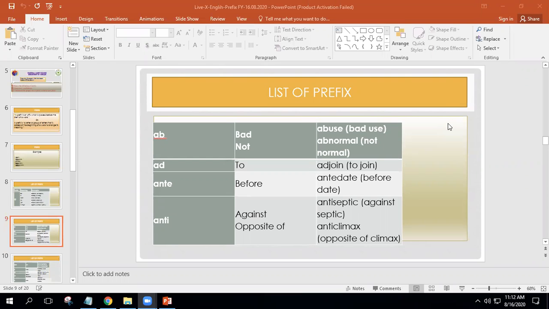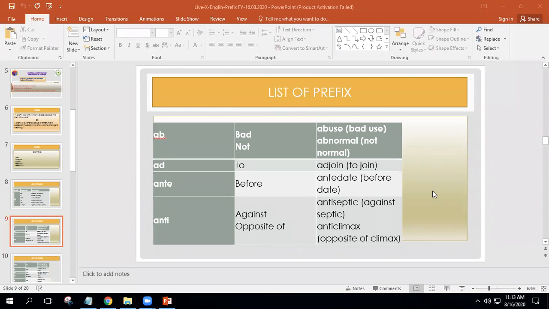Here, you cannot use the same spelling for different words, okay? In place of anti, you cannot use ante. So anti means against or opposite of. This is quite common. When you say antiseptic, that means against septic. When you say anticlimax, that is opposite of climax. Now, antiseptic means some medicine which works against the agents which make something rotten. Okay?